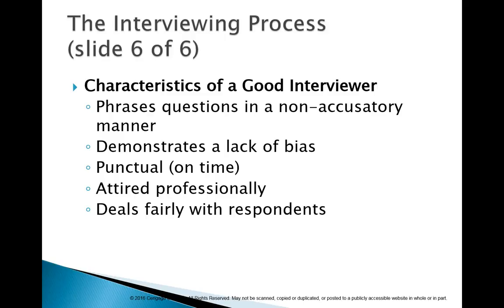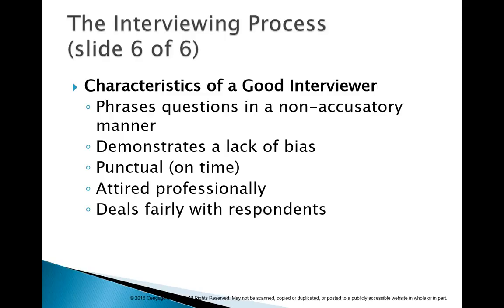Now, obviously, being on time is important, and attired professionally. You want them to feel like you're a professional, and that the time they're spending with you is important, and you can show that by being on time for interviews and dressing appropriately.